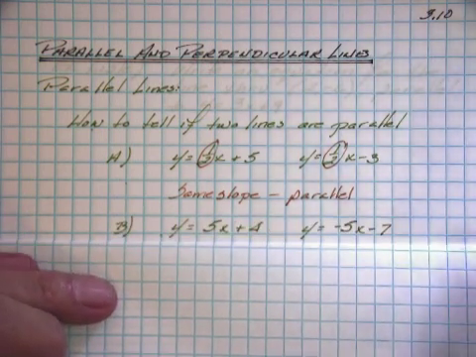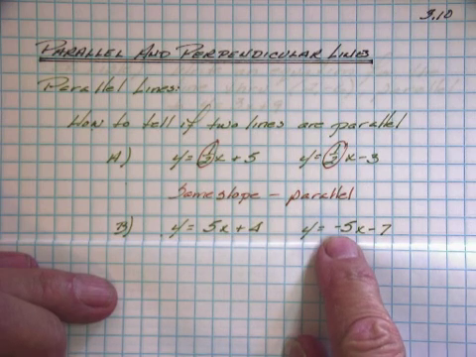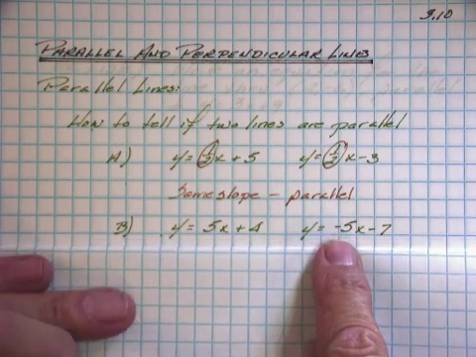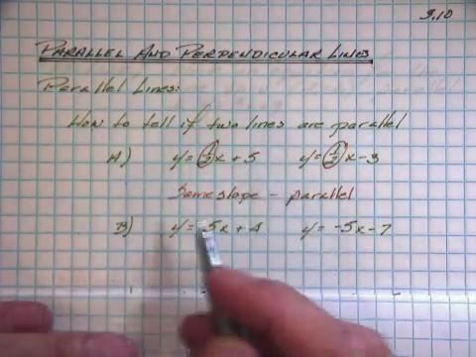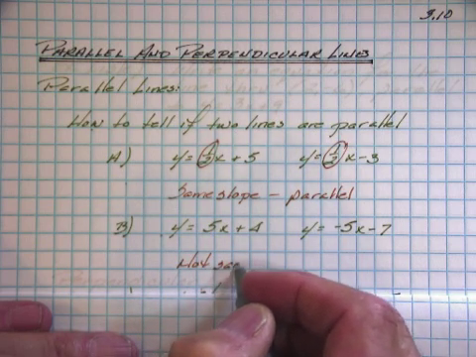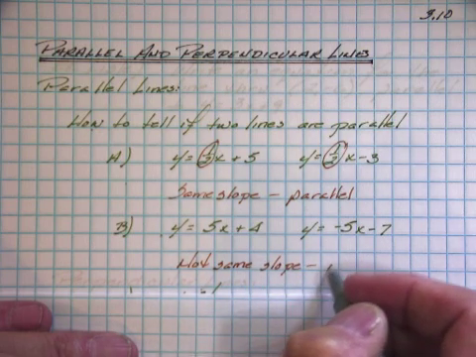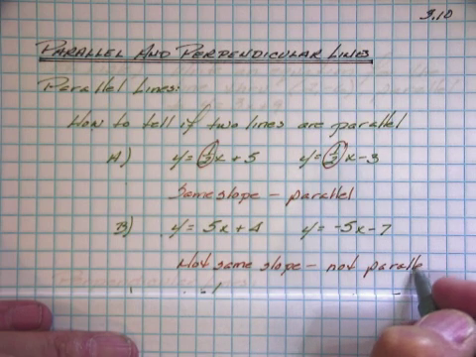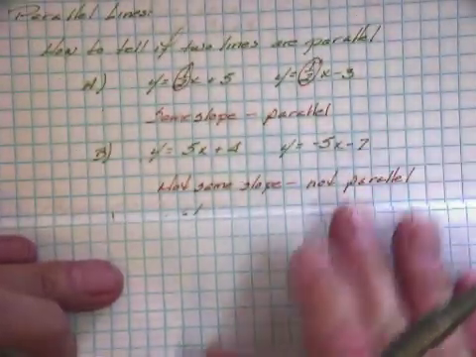Now, what would it look like if that weren't the case? Here we've got y equals 5x plus 4 and y equals negative 5x minus 7. If you look at the two slope values, they are not the same, so these two are not parallel. So we can say not the same slope, therefore not parallel. That's probably the quickest way to do it mathematically.